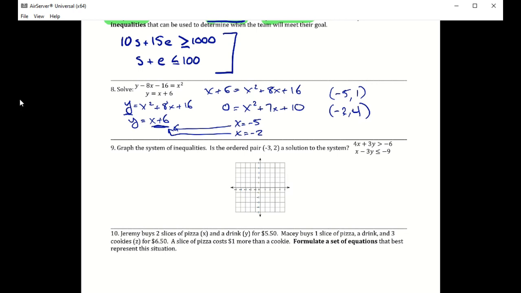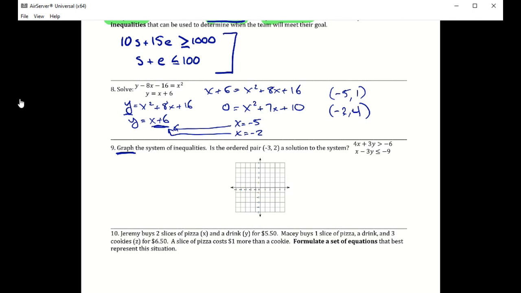All right, going on. Graph system of inequalities. Is the ordered pair -3 a solution to the system? Now I know it says graph, and we will graph it, but you could just as easily plug your points into your inequalities and check to see if they're both true. If they're both true, then yes, it is. If one or both of them are false, then no, it's not.